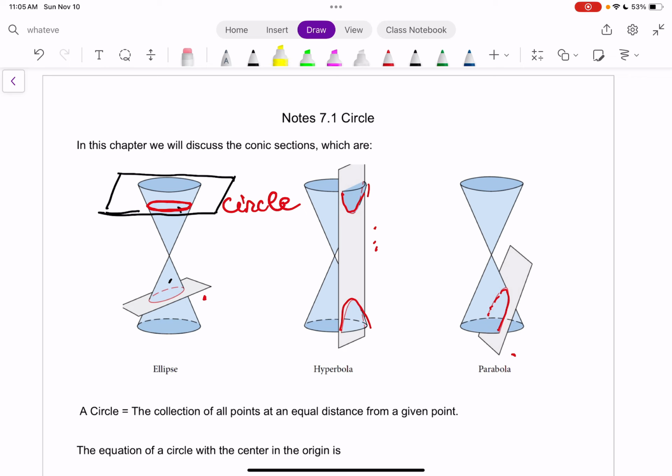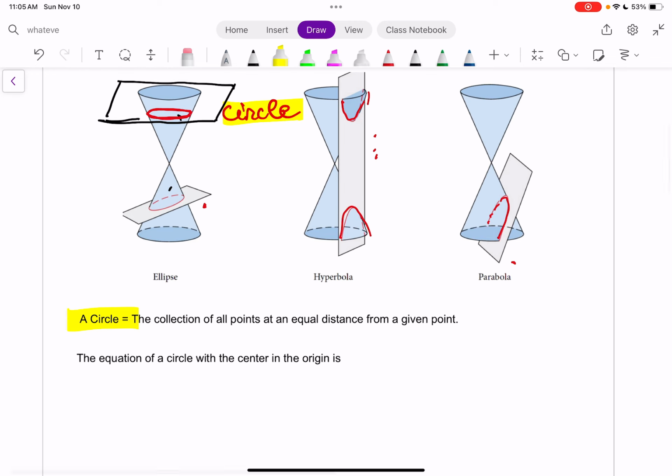All right, well, first things first, we're going to discuss the circle. Okay, so this is the easiest one. The circle is simply, geometrically, the collection of all points at an equal distance from a given point. So we start with a given point, which we, by the way, call the center of the circle. And then we go all around in all directions with an equal distance, which we call the radius of the circle. So I'm just going to pick a distance, and then I'm going to move all around this point by this equal distance.